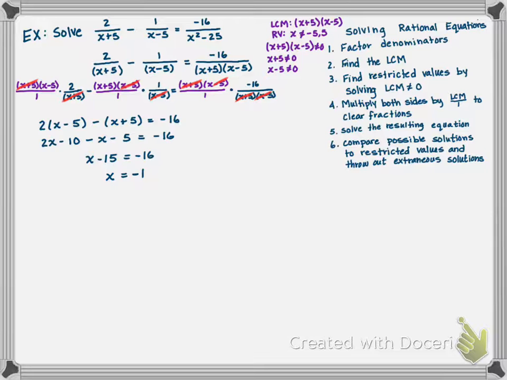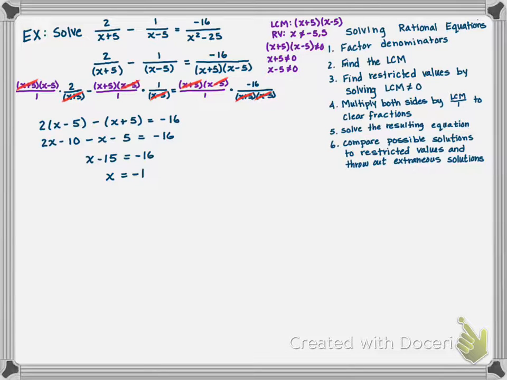Is that a good solution? Yeah, that's a valid solution because it isn't a restricted value, right? So the only thing x cannot be is 5 or negative 5. If we found that the only possible thing that x could be is negative 1, then that works. That's in that domain.